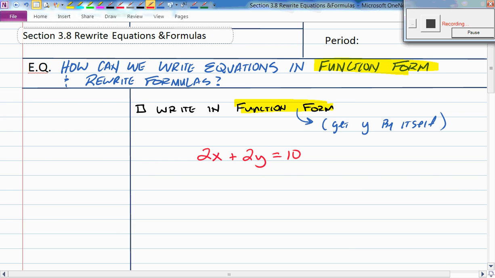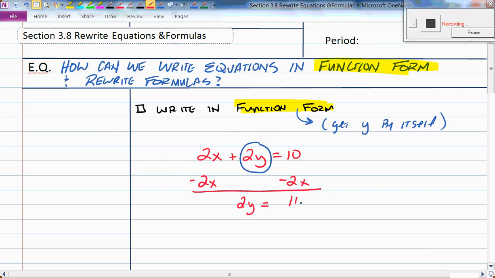We're not subtracting 2, but subtract 2 what? 2x. Or just subtract 2x. This is the thing we want to get by itself. We want to subtract 2x from both sides. So we're going to subtract 2x from this side and from that side. Here's what that gives us. 2x minus 2x, of course, is nothing. So we have 2y left over is now equal to 10 minus 2x.